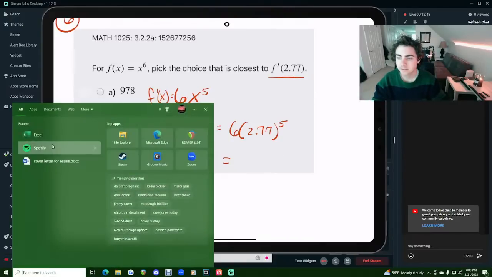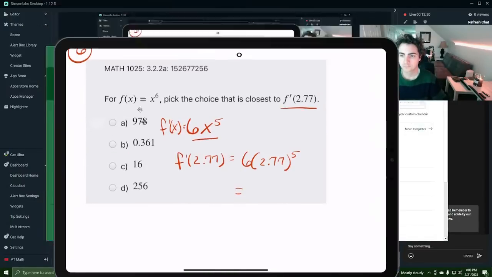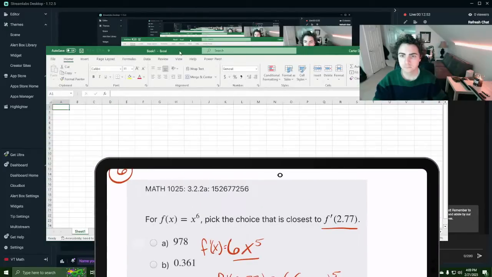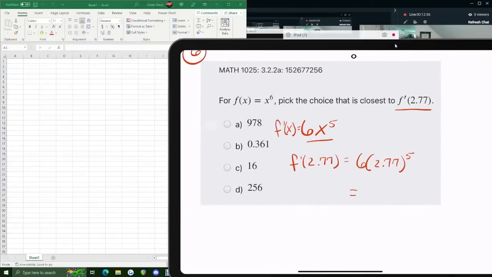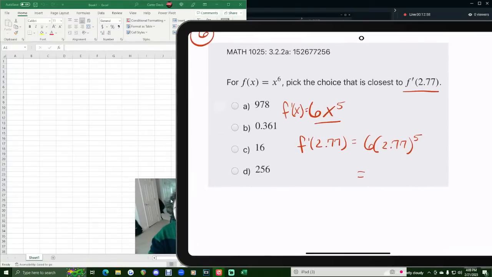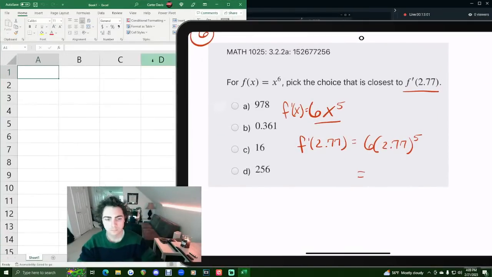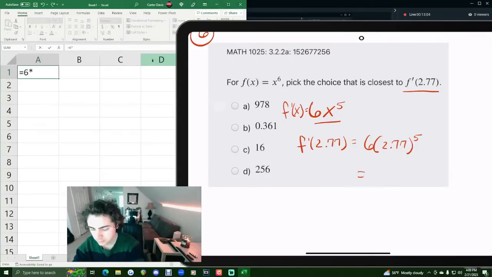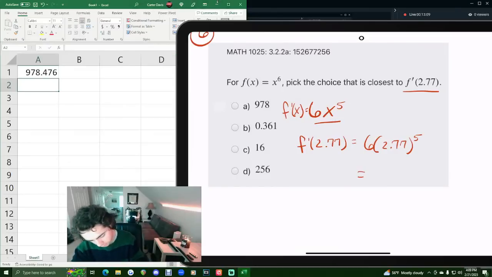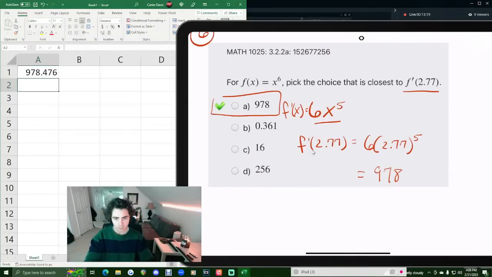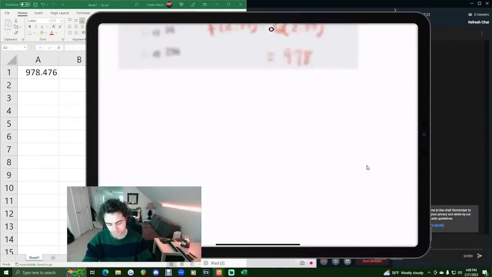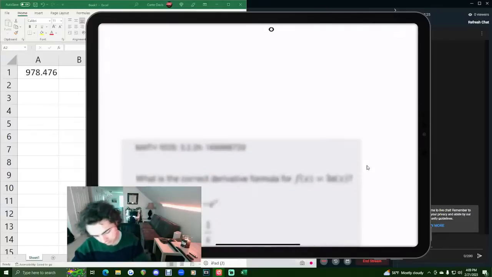Get a little practice. So 6 times 2.77 raised to the 5th. We get 978 approximately. And that is option A. Hope that makes sense. Let's keep rolling. That was number 6. We're on to number 7.